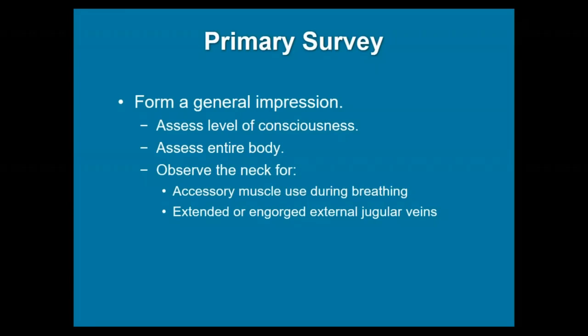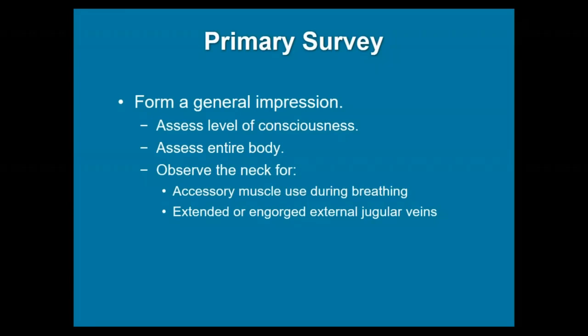And we need to assess our patient's entire body, anterior, posterior. We've got a little video on that in a few minutes. Things to look for: accessory muscle use in the neck during breathing, distended, engorged external jugular veins. I'm going to add there flat jugular veins. If engorged jugular veins indicate increased pressure in the chest that interferes with venous return to the right side of the heart, then what do flat jugular veins indicate? That indicates that we have a patient who is hypovolemic.